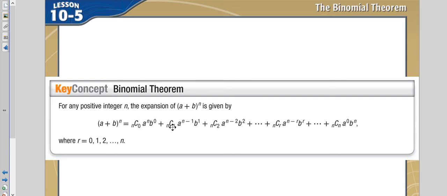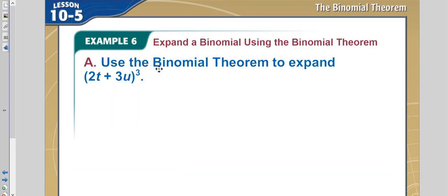The second term would have an R of 1, and so on all the way up until you get to the last, the number of terms possible. And that's how you could use this. So it says, use the binomial expansion to find this. Now remember from Pascal's, the values were 1, 3, 3, 1. Now that's where the values were.